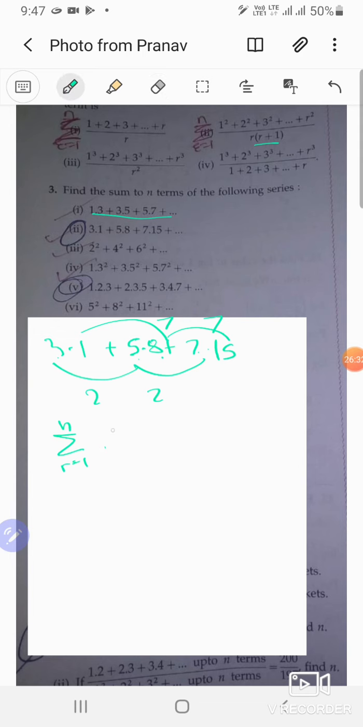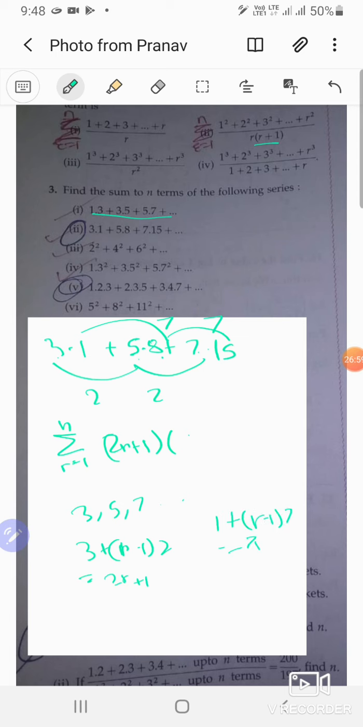So what's the general term of this thing? 3, 5, 7 stuff. The first term is a, then the difference is 2, so you got 3 plus (r minus 1) of 2, that's supposed to be equal to 2r plus 1. Then the next thing is 1, 8, it's like 1 plus, the difference is 7, so (r minus 1) of 7, supposed to be 7r minus 6. Okay, 7r minus 6, right.